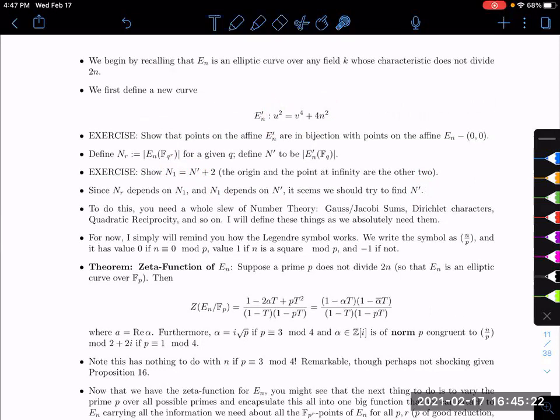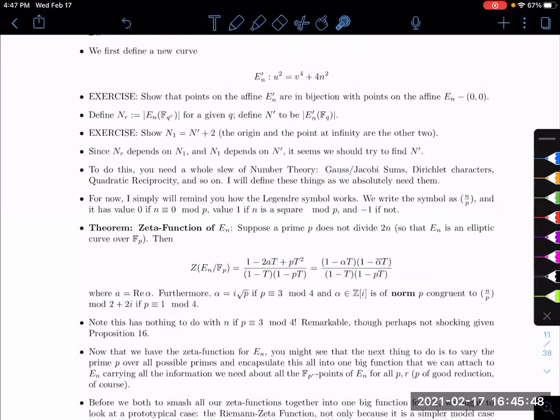You need a bunch of number theory. You need to go into Gauss and Jacobi sums and Dirichlet characters and quadratic reciprocity and Legendre symbols and so on and so forth. I'm only going to define those things as we need them. Right now, the only one of those things that we actually need to give the next theorem is I need to tell you what the Legendre symbol is, if you don't know what that is.